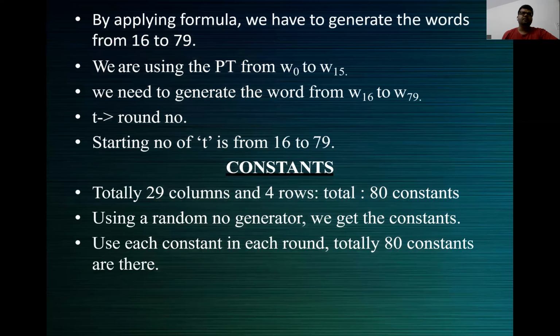By applying the formula, we have to generate the words from 16 to 79, and we are using the PT from W0 to W15. We need to generate the words from W16 to W79, where T is less than or equal to the rounds. So the starting number of T is from 16 to 79. For the constants, there are totally 20 columns and 4 rows, so the total is 80 constants. We use a random number generator to get the constants, and we use each constant in each round. So totally 80 constants are there.